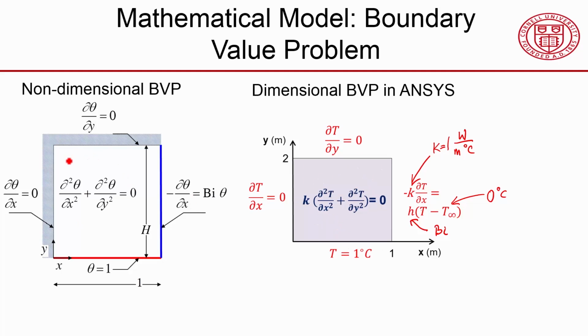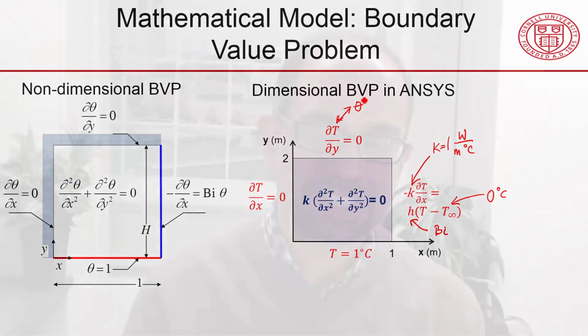and then this dimensional boundary value problem looks exactly like the non-dimensional boundary value problem. And ANSYS will report the temperature in degrees Celsius, but I can interpret that as the non-dimensional temperature theta. Okay, so T and theta will be the same if we do that. So that's a trick to solve that non-dimensional problem in ANSYS.